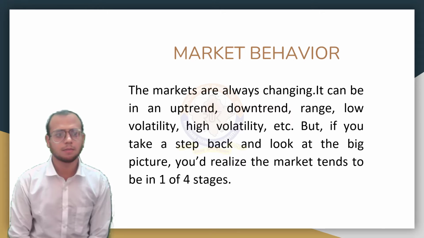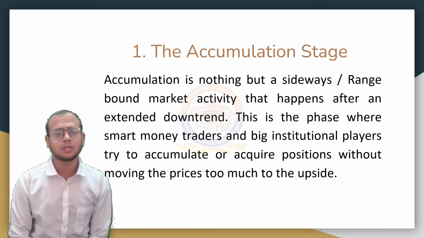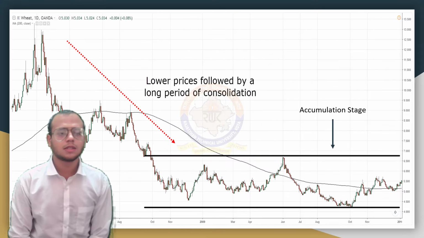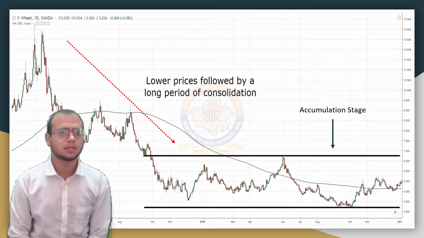So let's discuss them. The first one is the accumulation stage, which means a sideways or range-bound market consolidated for a long period of time, and which generally occurs after a downtrend. This helps us take our trading decisions in the direction of the trend, because in trading, trend is your best friend. If you follow the trend you make money, or if you do not follow it you lose. In this slide, you see the consolidated area is known as the accumulation stage.